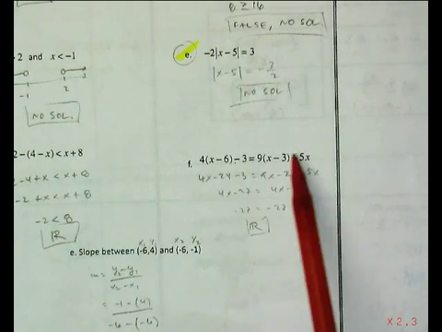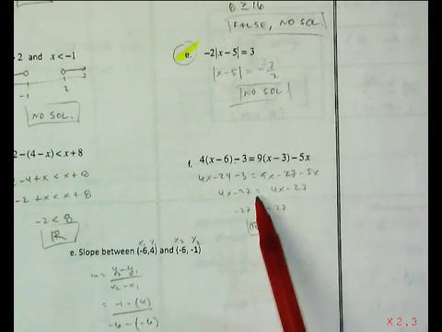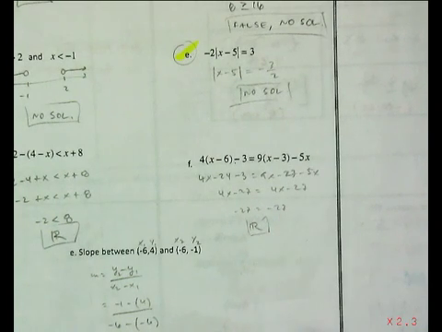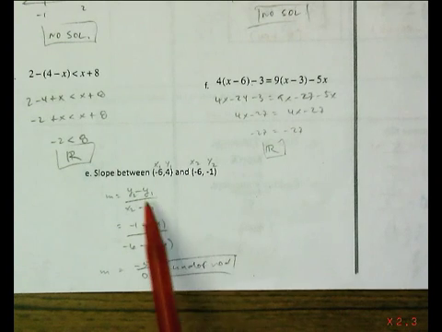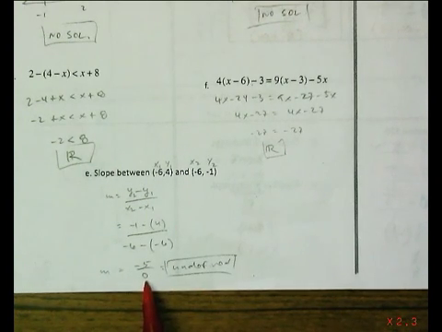F, we distribute there. Combine like terms, you notice they're the same, it's all real numbers. And the last one, if you found the slope between these 2 points, I wanted to test if you understood the difference between undefined and 0, and this is undefined, and this is not no solution.